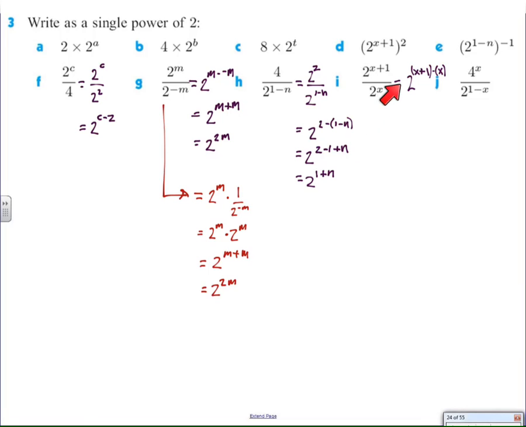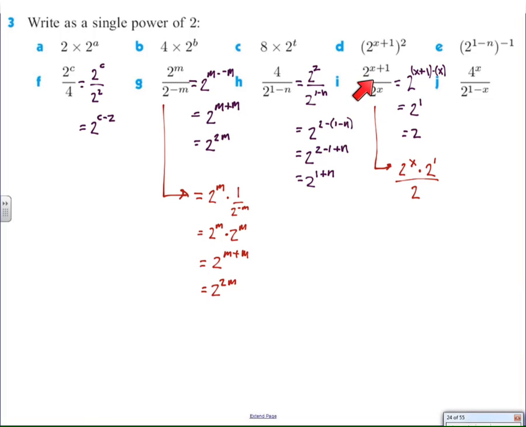Same can be said here. They're already in the same base, so I just subtract the exponents, which is no big deal. You got 2 to the x plus 1, subtract x is just 2 to the 1, so it's 2. What's interesting about this is it doesn't matter what I choose x to be. x could be a billion. 2 to the billion plus 1 power divided by 2 to the billion power is 2. 2 to the 101 divided by 2 to the 100 is 2.